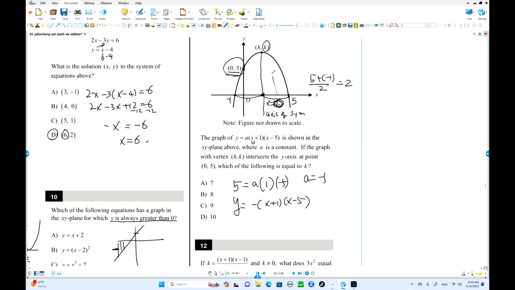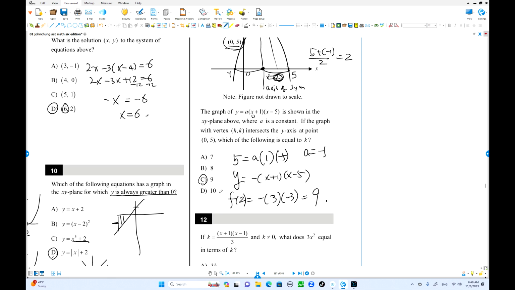Put this number 2 in the equation, okay? F of 2 is negative (3)(-3), which is going to be positive 9. This is actually when x equals 2, y equals 9. The value of k is 9, that is the answer, okay?